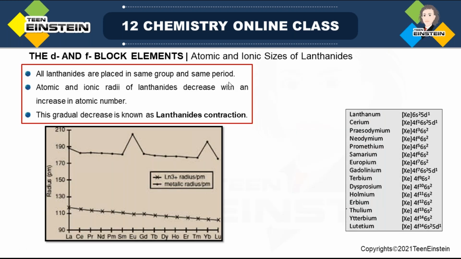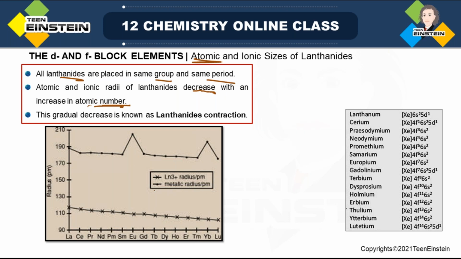Next, we will see atomic sizes of lanthanides and ionic sizes of lanthanides. So when it is atomic size, that means it is a neutral atom, no charge is there, but when it is an ion, we will consider the 3+ oxidation state. We know that all lanthanides are placed in the same group and same period, right? Just after barium. But atomic and ionic radii of lanthanides decrease with an increase in atomic number. That means from left hand side to right hand side, there is a smooth decrease.